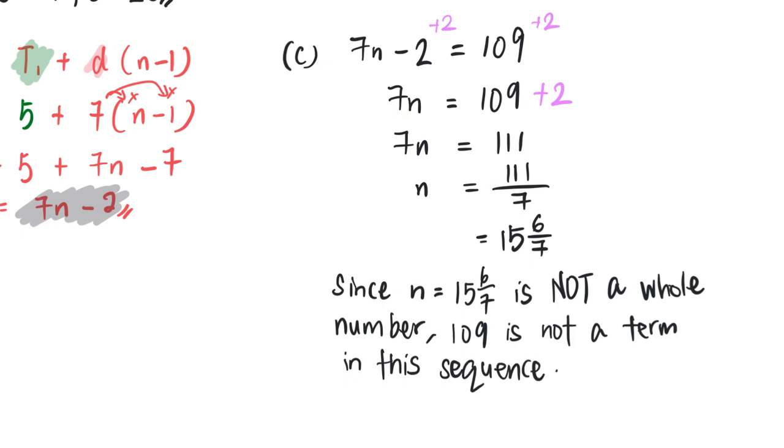N must be a whole number, okay? So this is the keyword. N is not a whole number.